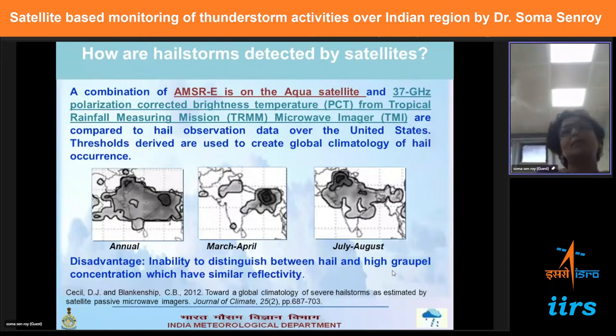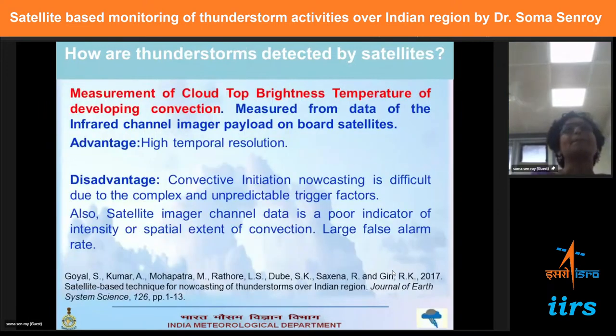It is showing a hail maximum over Pakistan in July, August, and we all know that really there is not much hail. So that is coming primarily because of the inability to distinguish between hail and droplet concentration. So this is picking up more of the lightning aspect of the cloud rather than the hail aspect of the cloud. So these are problems with anything that is detecting from above.